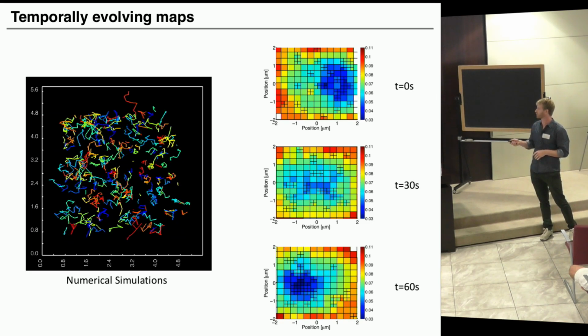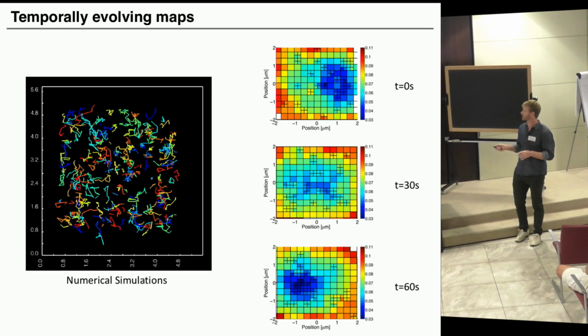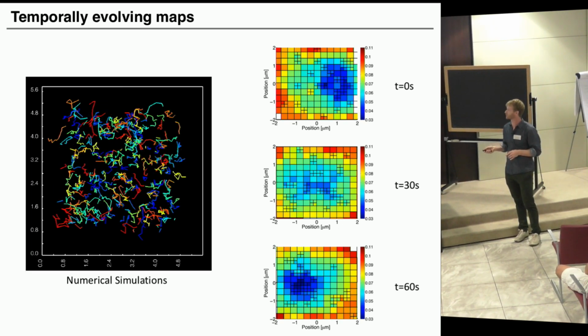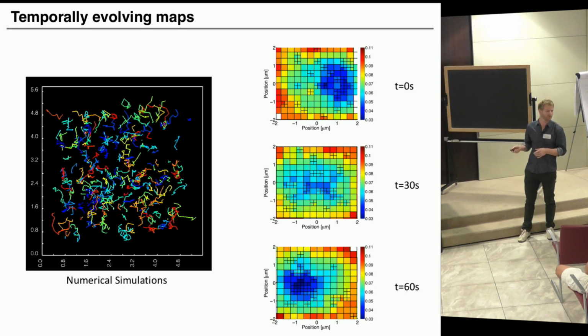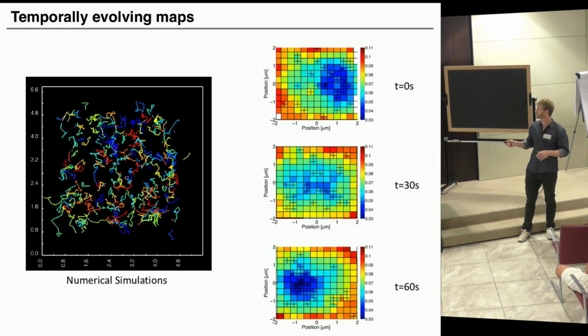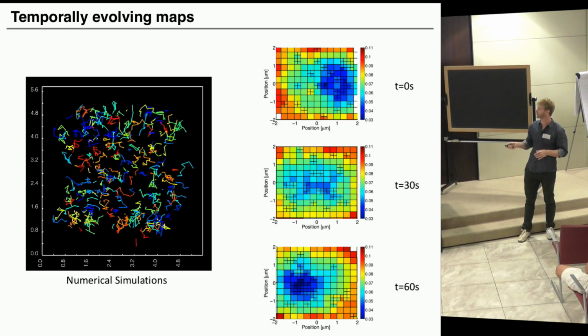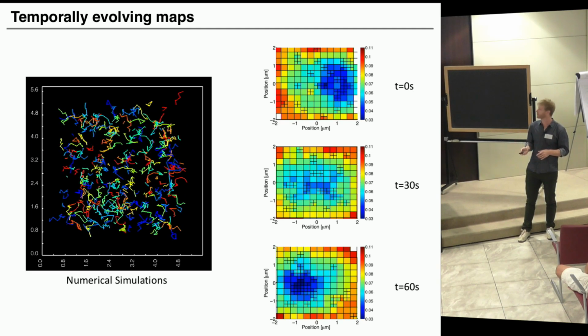So this is just to show, this is pure numerical, right? We can also recover temporal evolution of these maps. So if we have a diffusivity that changes shape over time, we can recover this from the dynamics already.